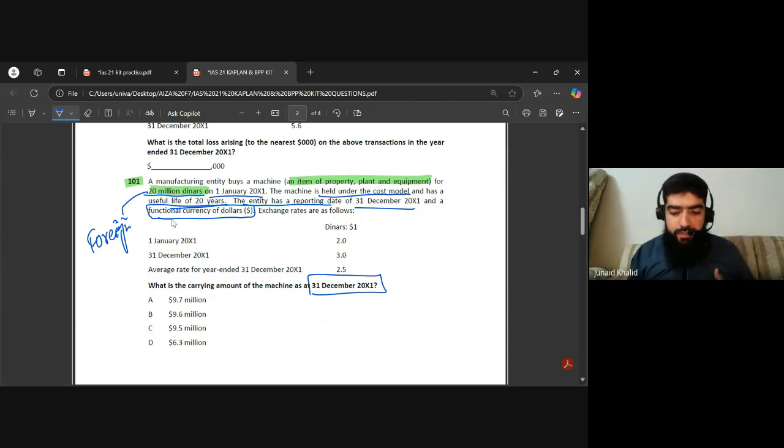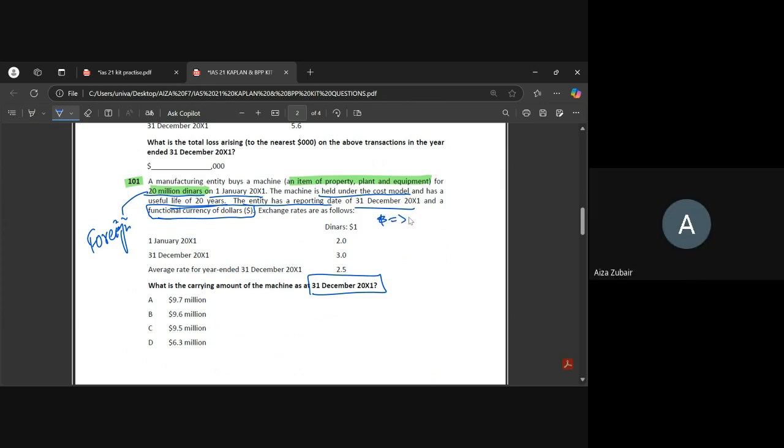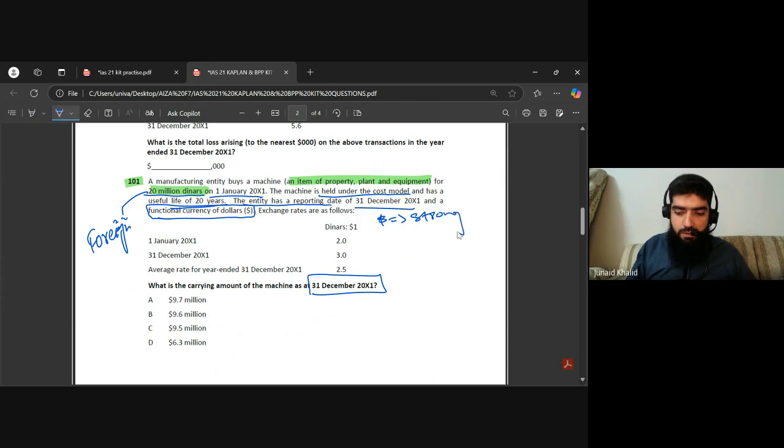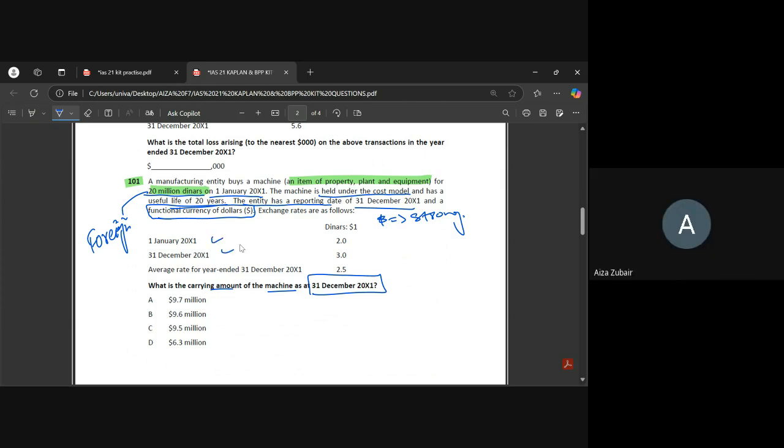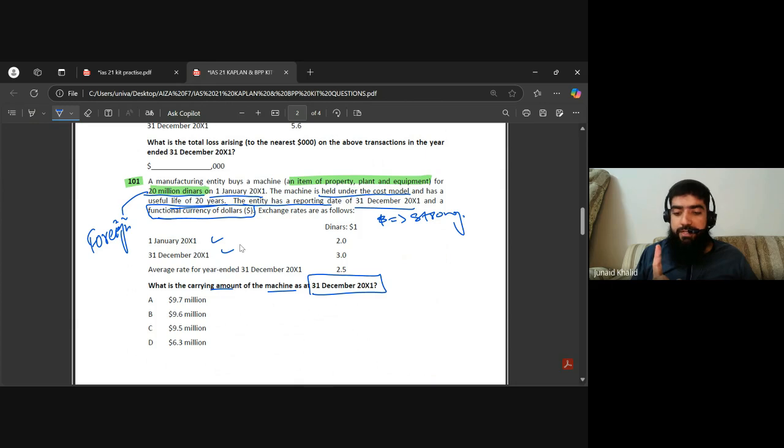First of all, we need to identify the functional currency, and we know that the functional currency is dollars. Now, second point is we need to identify whether the functional currency is strong or weak. So is the dollar strong or weak? The dollar is strong. Yes, as always. And then we are going to translate it. What is the carrying amount of the machine at 31st December? I told you that machine will always be recorded at which rate? Historic rate or reporting rate? The reporting rate. Machine is a non-monetary item.